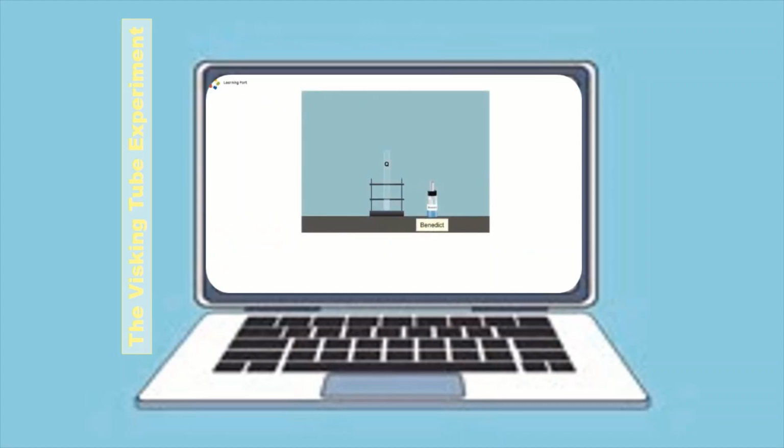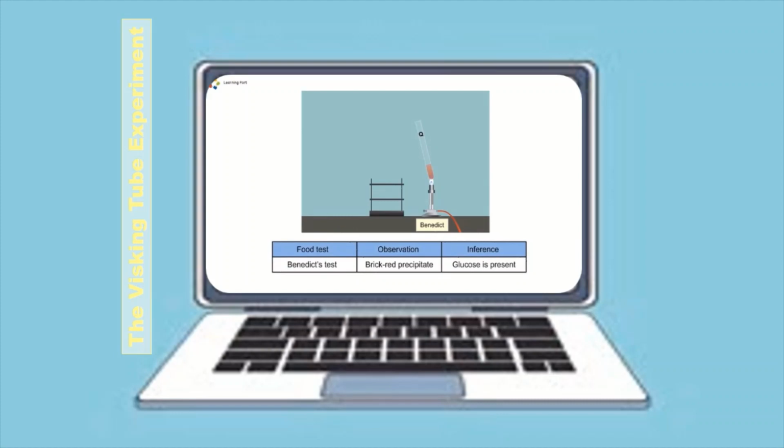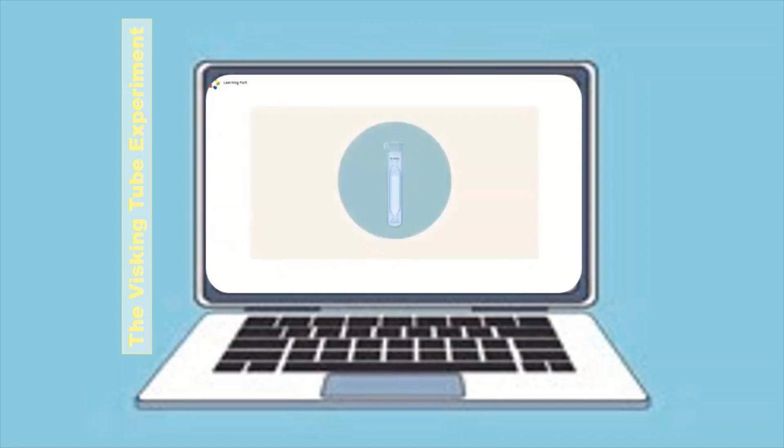Benedict's test is used for a sample in test tube Q. The Benedict's solution changes from blue to a brick red precipitate upon heating. This shows that glucose is present in the distilled water. Glucose molecules are able to pass through the Visking tube. The Visking tube in the experiment acts like the small intestine in our body. The digested food, like glucose, is absorbed in the small intestine and diffused into the blood, which is represented by the distilled water.